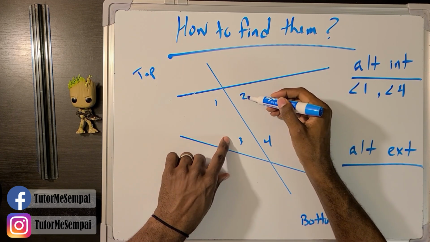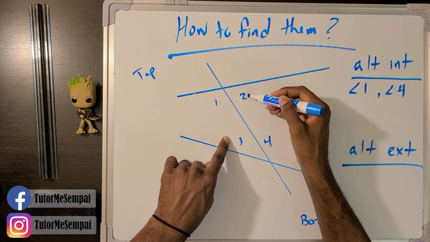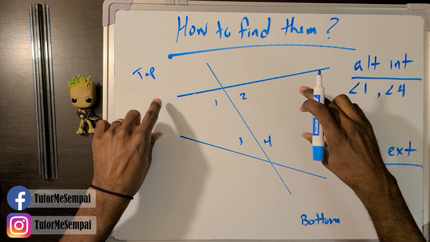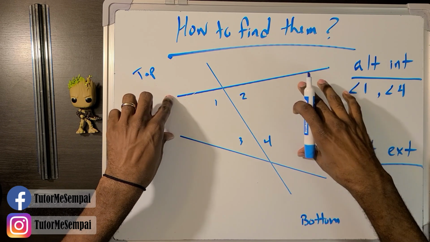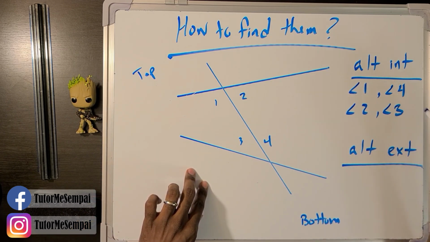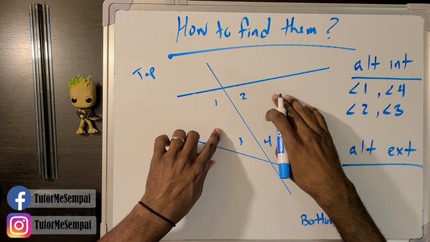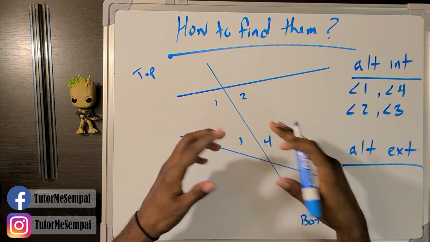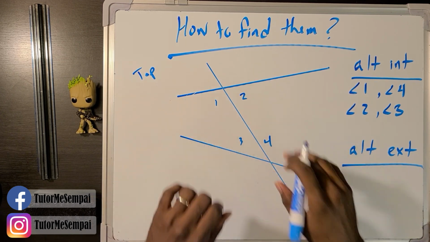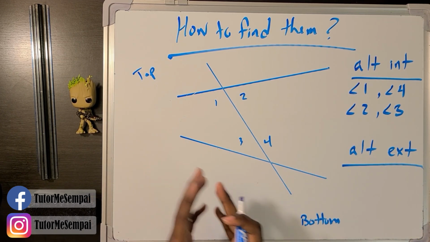Now, those aren't the only ones. We see that 2 and 3 are also going to fit that same mold. They are opposite this transversal, and they're also in the interior between these two lines. So angle 2 and angle 3 are going to be our alternate interior pair as well. Now there are no more angles inside, so we found both the pairs that are going to be our alternate interior. Let's move on to alternate exterior.